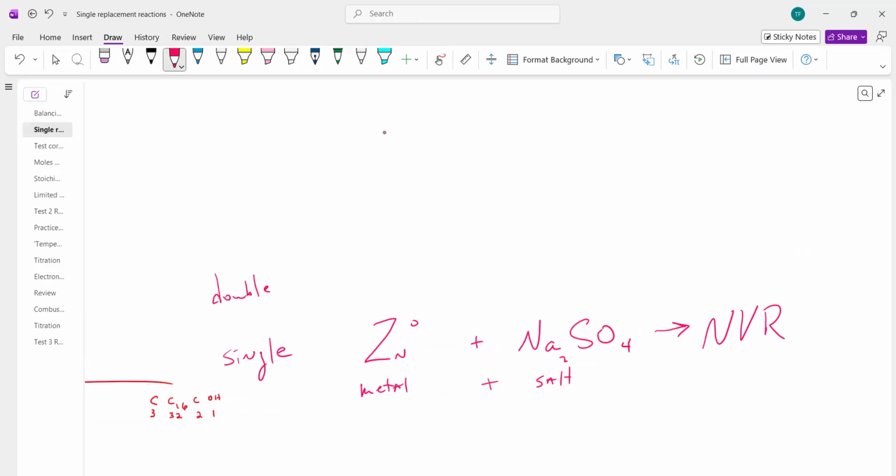Let me show you an example of a double replacement. That's salt and salt. So we take, for example, now, sodium is a metal, silver is a metal, but it's in its salt form. So this is a +1. This is a +1. So this is a double replacement reaction.